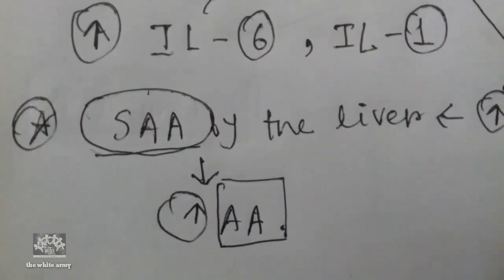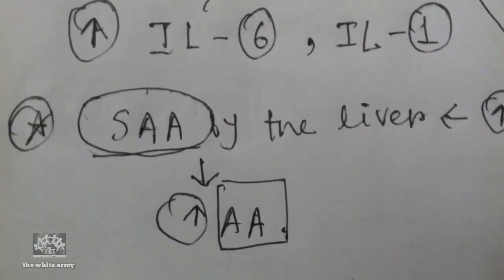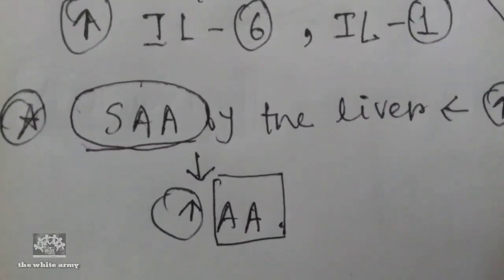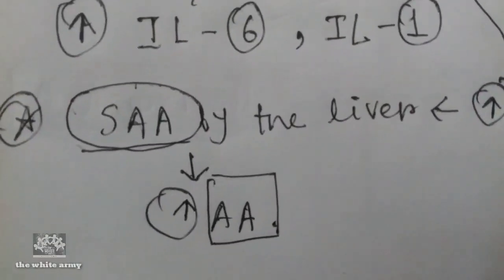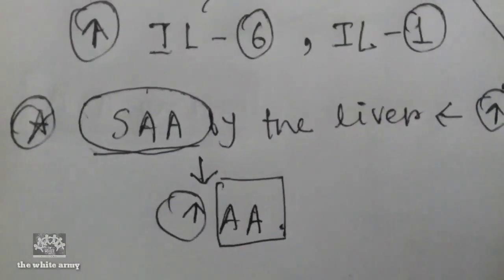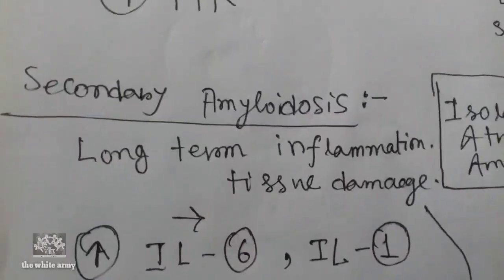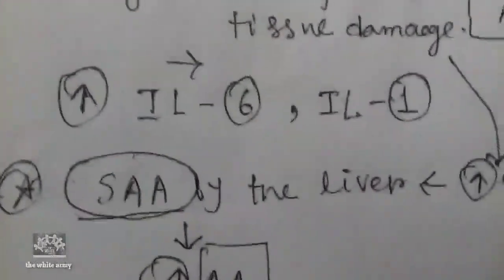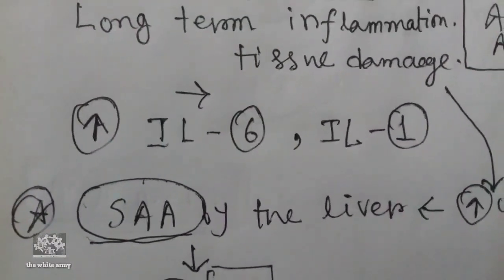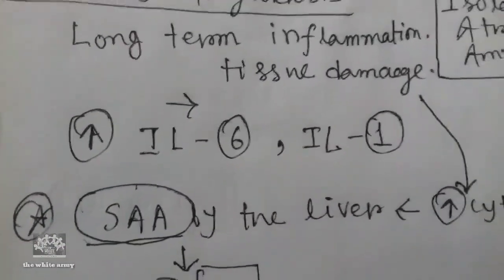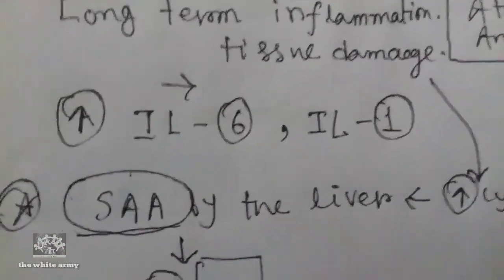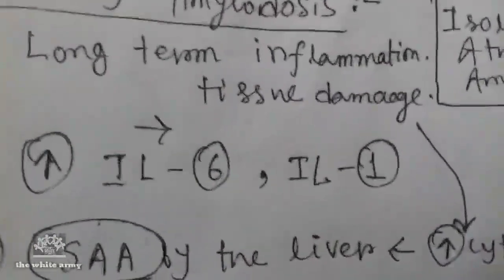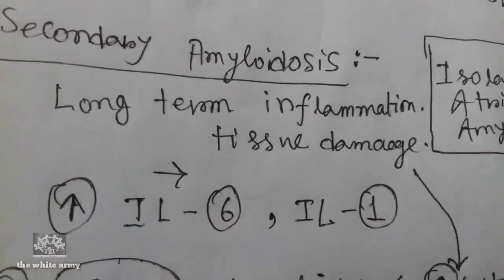Sorry, that is wrong, I have said. It is the serum amyloid associated protein, which is the precursor protein for amyloid. So it leads to an increase in amyloid and then leads to secondary amyloidosis. In this process, interleukin 6 and interleukin 1 are also associated. There is an increase in all of them. Interleukin 6 and interleukin 1, both of them are increased in case of secondary amyloidosis.